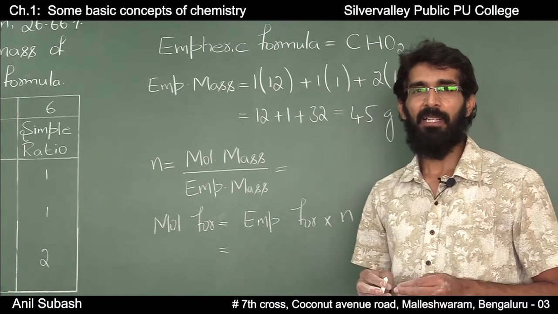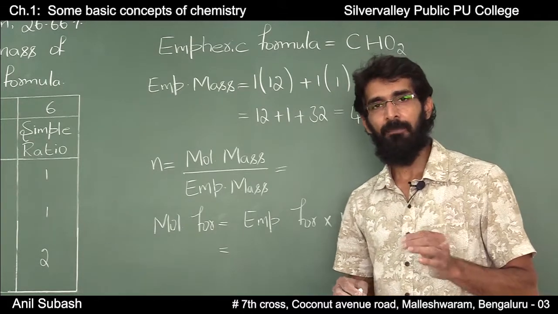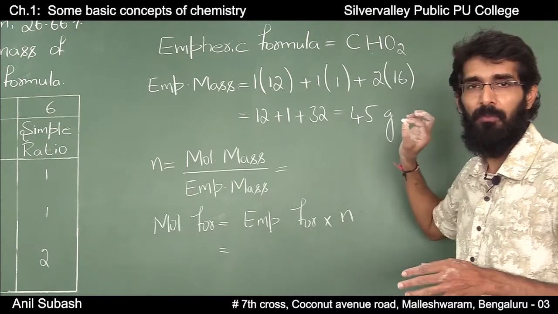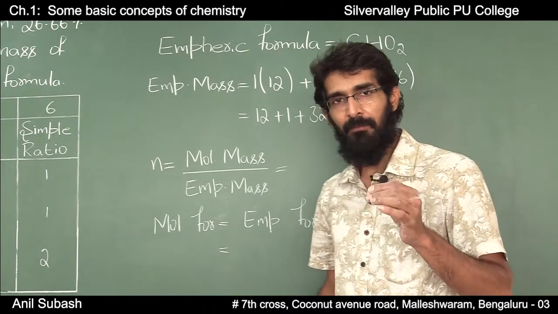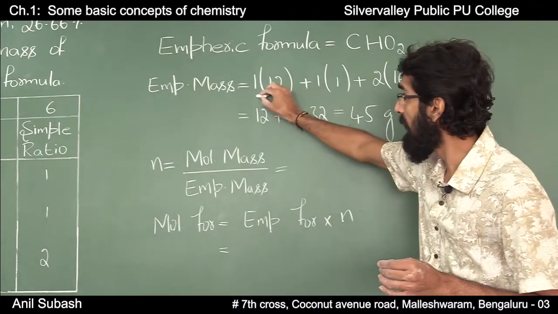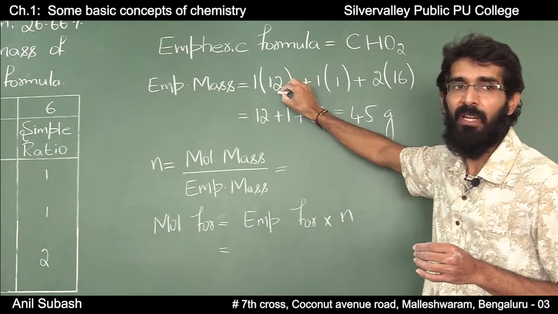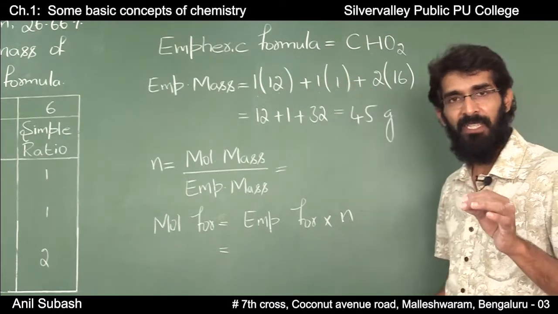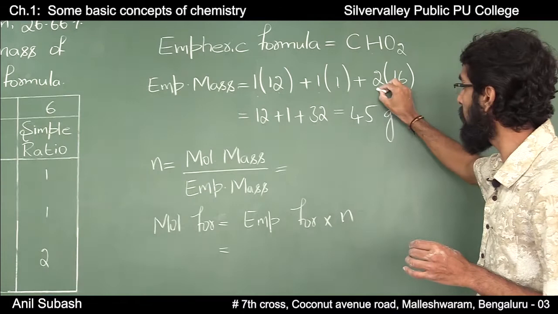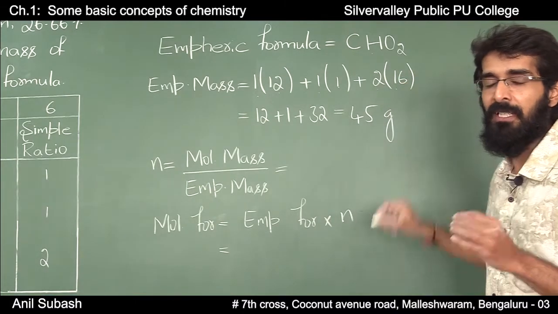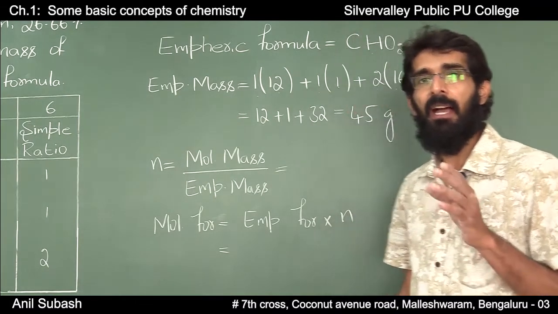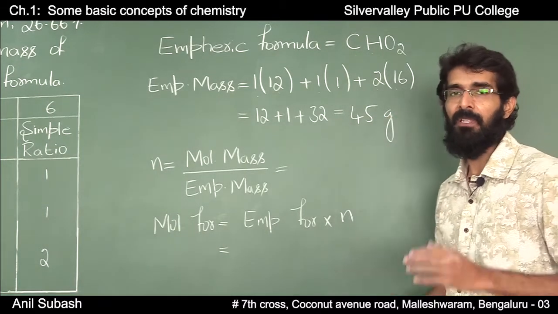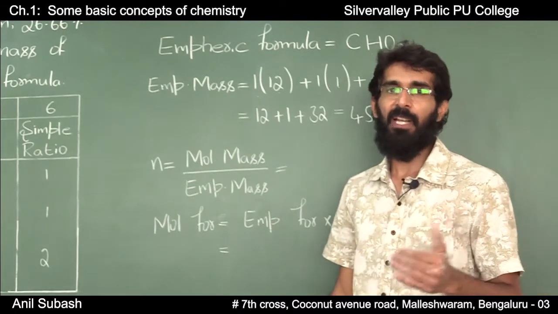The empirical formula of the compound will be CH(O2) and the empirical mass will be equal to 1 into atomic mass of carbon, that is 1 into 12, plus 1 into atomic mass of hydrogen, that is 1 into 1, plus 2 into atomic mass of oxygen, that is 2 into 16, and the empirical mass is found to be 45 grams. Now we are supposed to calculate the value of N.